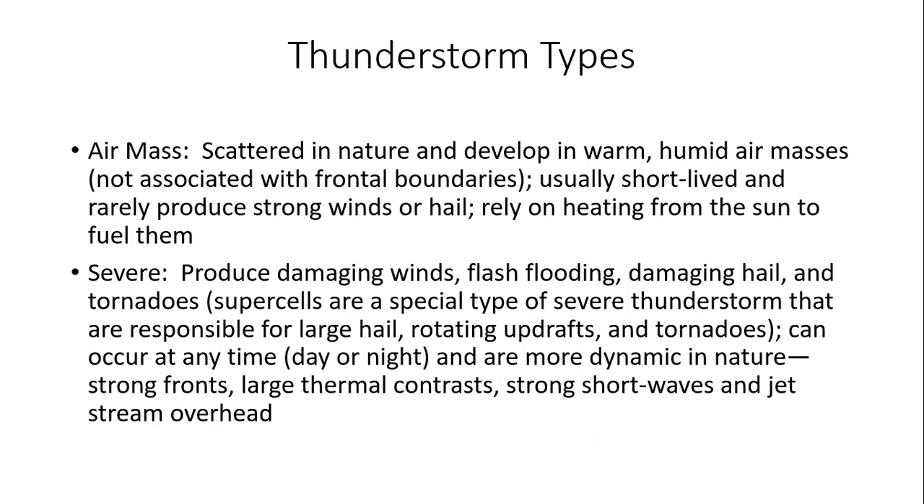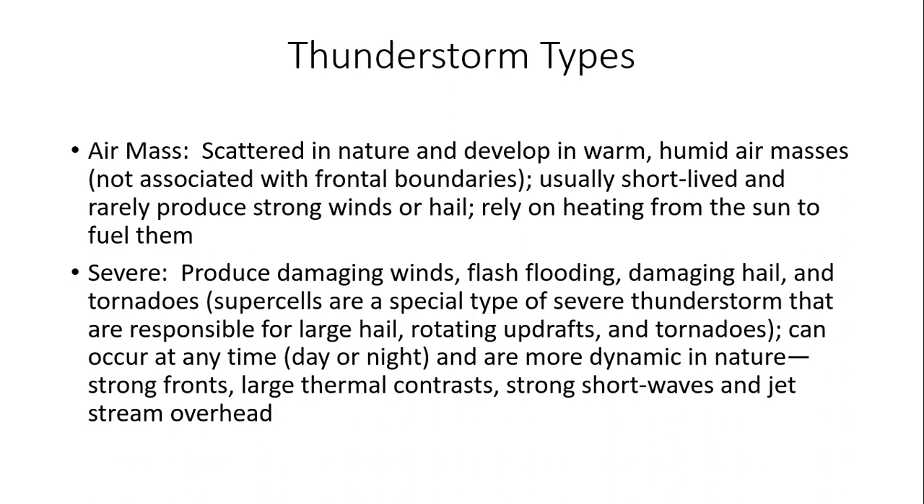All right, so now let's move on to a discussion of thunderstorm types. We have air mass thunderstorms and we have severe thunderstorms, and there are two different types of storms, and we'll get more into detail. With air mass thunderstorms, they tend to be more scattered in nature. They develop in warm, humid air masses not associated with frontal boundaries. They're usually short-lived and rarely produce strong winds or hail, and generally air mass thunderstorms rely on the heating from the sun to fuel them.